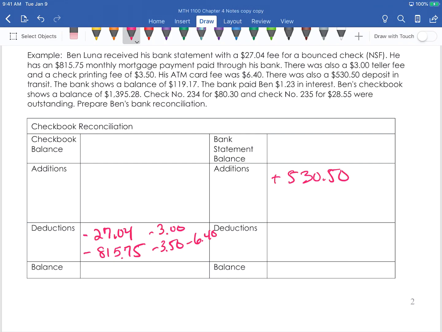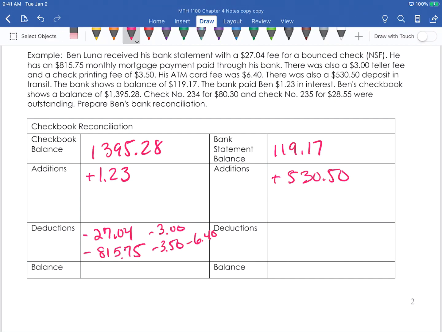The bank shows a balance of $119.17. So we're going to put that here in the balance for the bank statement. And the bank paid Ben $1.23 in interest. So that's going to be an addition that he can add to his checkbook. Ben's checkbook shows a balance of $1,395.28. So we'll put that in for his checkbook balance.